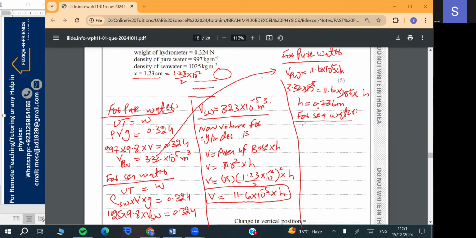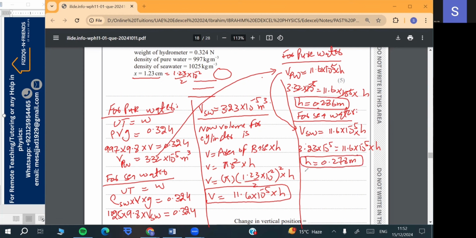For seawater, it is again 11.6 times 10 raised to the power minus 5 times height. I'm writing this formula again here, but now for seawater. Putting in the value for seawater, 3.23 times 10 raised to the power minus 5 equals 11.6 times 10 raised to the power minus 5 times height. From here, I get the height to be 0.278 meters. Now you can easily find out what this height actually is. This height is submerged in water.